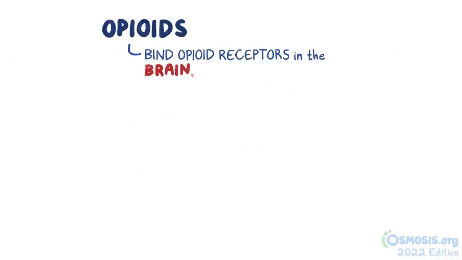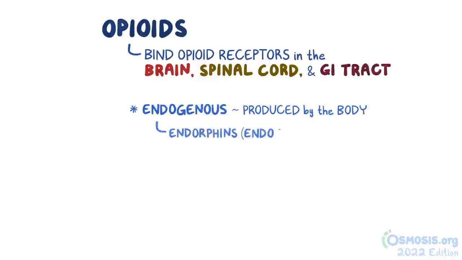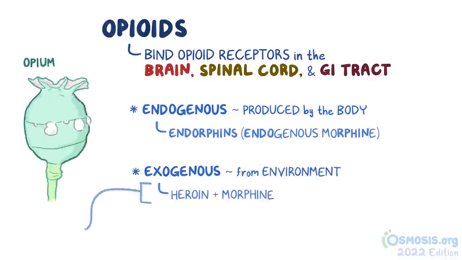As a class, opioids share one thing in common. They bind to opioid receptors in the brain, spinal cord, and gastrointestinal tract. Some are endogenous, meaning they are produced naturally by the body, like endorphin, short for endogenous morphine. But others are exogenous, meaning they come from outside the body, like heroin and morphine, which come from the opium poppy, a flowering plant that oozes a milky white liquid.